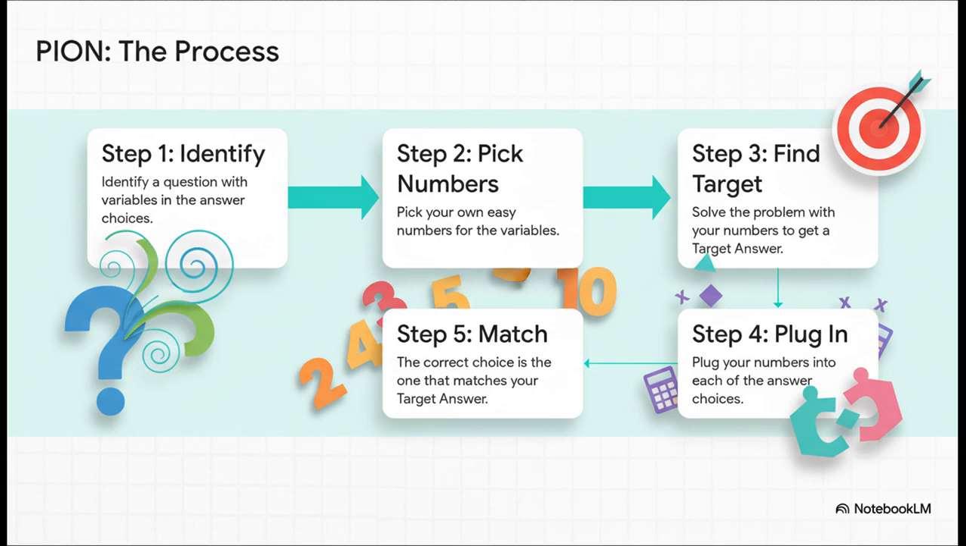And the game plan is just as solid. First, you spot the variables in the answers. Second, you pick your own easy numbers, like 2 or 3. Third, you use your made-up numbers to solve the problem and get a specific numerical answer. We call that our target answer. And finally, you plug your made-up numbers into all the answer choices to see which one spits out your target.